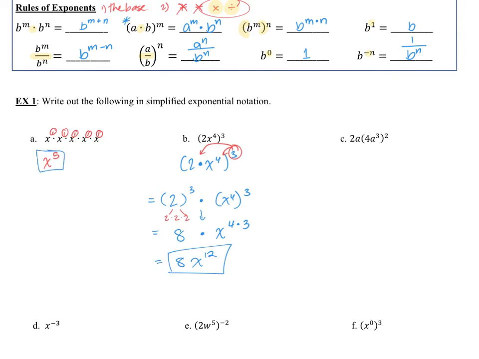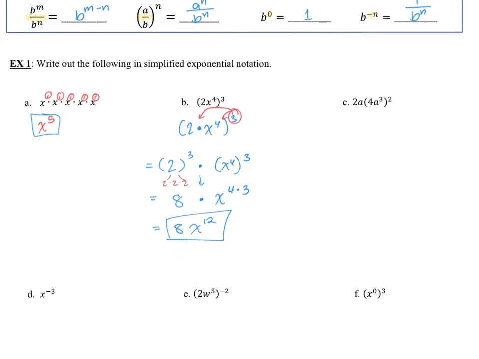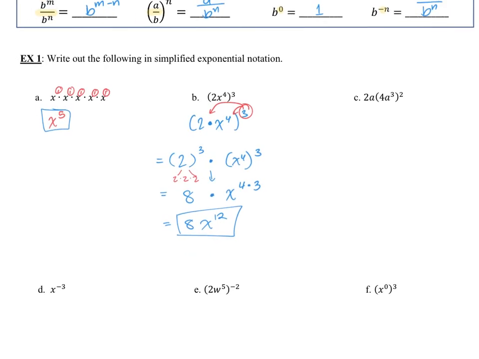All right, let's look at C. Oh, this one has a lot going on. Let me write this out a little more simplified. So we have 2 times a times 4 times a to the third, all squared. So one of the good rules of thumb is to always work inside the parentheses if you can. When I look inside the parentheses, there's nothing to do. So now we can go and check on the outside of the parentheses. Well, we have that 2.